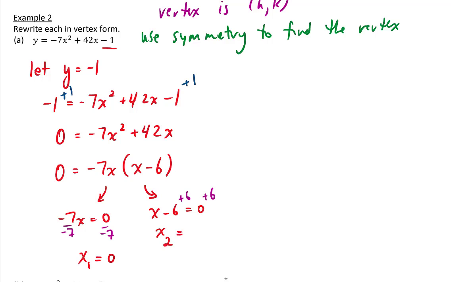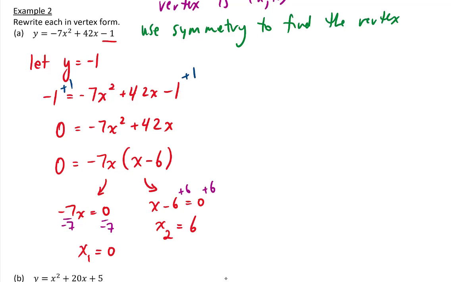So that gives us a root at +6. So this gives us the 2 points, (0, -1) and (6, -1), because remember, y was set as -1. So next we need the axis of symmetry, which is (x1 plus x2) divided by 2. So that's (0 plus 6) over 2, which gives us an axis of symmetry of 3.